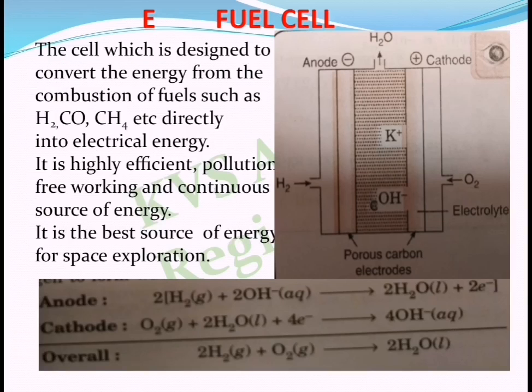Let's see the next. This is the most important cell that is mostly given in the CBSE board exam. Either you get the diagram in 2 marks, or you get the anode and cathode overall equation in 2 marks, or you get the definition in 1 mark. So first we take the definition.